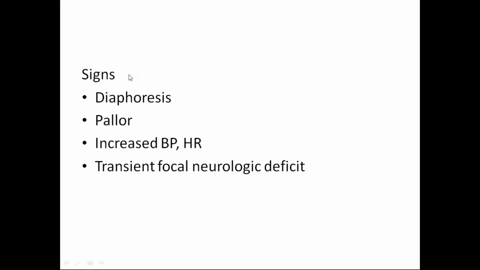Whereas what are the signs? These are not that important, but these are the things we observe in a case of hypoglycemia. Those are diaphoresis, that is extreme sweating, and pallor, especially seen in prolonged hypoglycemia, increased BP and heart rate, obviously, and there can be transient focal neurological deficit. So if we have a case of TIA or you think that it is a stroke, you have to first exclude hypoglycemia, because it is a very important stroke mimicker. So when we think of stroke mimicker, we must also think of hypoglycemia.